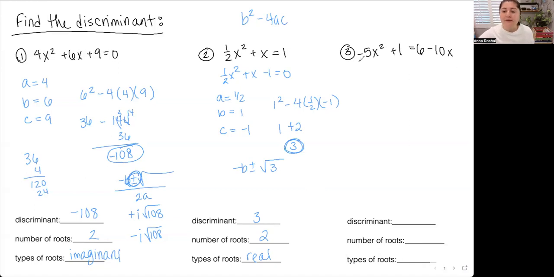Let's take a look at this one. This one is all sorts of crazy pants because I have to rewrite the entire function. I'm going to have negative 5x squared plus 10x, because I'm moving the 10x, and then I'm going to move the 6, so minus 5 equals 0. Now, option number 1 is we can divide everything by 5 and call it a day.